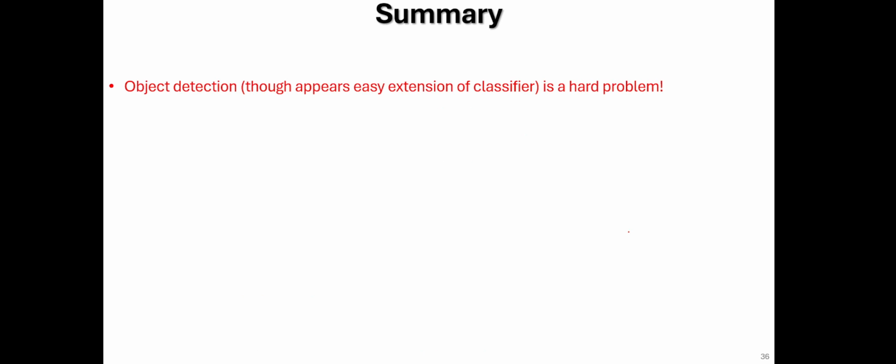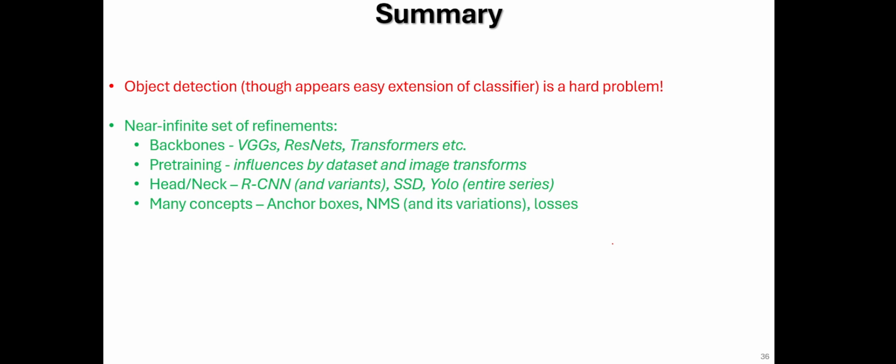Okay, so to summarize, object detection definitely is a harder problem. I hope you appreciate it by now. It appears to be an easier extension of a classifier, but that's not the case. Okay, so there are near infinite options. This is what I was talking about. You can keep on improving object detection in many ways.